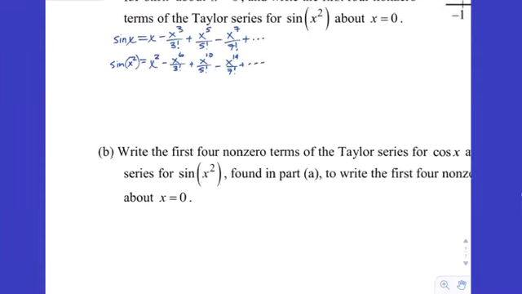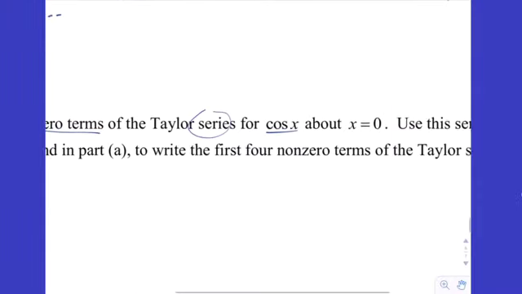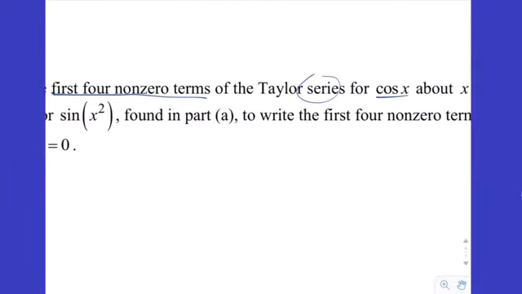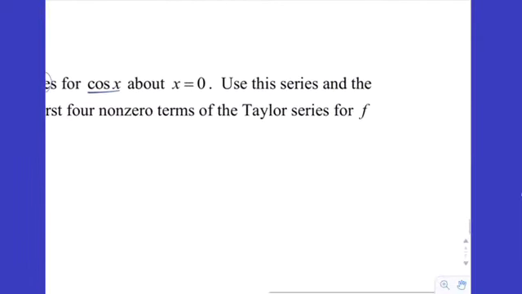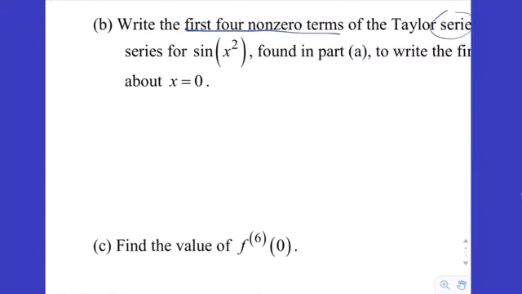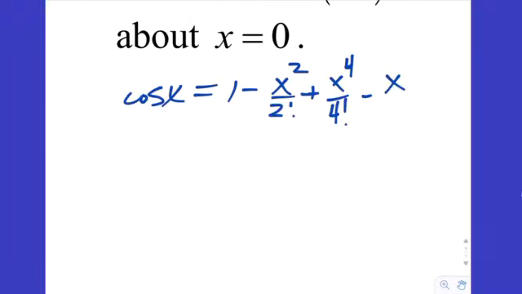Okay. B. Write the first four non-zero terms of the Taylor series again for cosine centered at 0. And then use the series for sine of x squared found in part A. I remember that. To write the first four non-zero terms of the Taylor series for f. It's just like building this function, right? So here we go with cosine. It's a series. So cosine of x is equal to 1 minus x squared over 2 factorial plus x to the 4th over 4 factorial minus x to the 6th over 6 factorial plus dot, dot, dot.